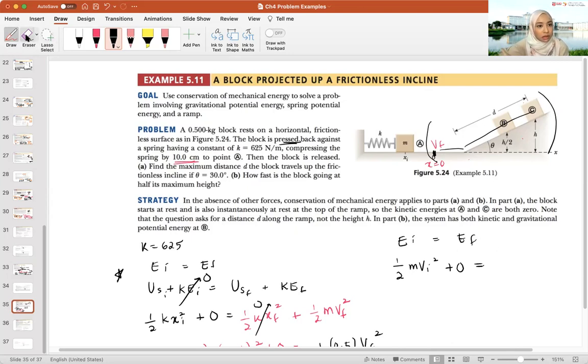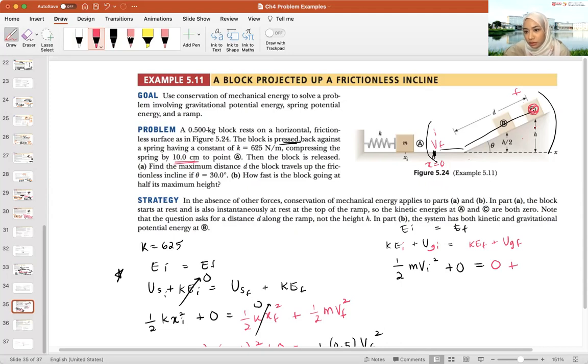Alamak, saya lupa nak tulis general equation dia. Let me rewrite that. So EI equals to, I am also just trying, saya pun tak tahu jawapan dia apa. So KE plus US equals to, sorry, this is UG. Kita dah tak ada spring tu dah. So UG initial equals KE final plus UG final. So they told us that our KE final should be 0 sebab at point C, where this is our final and this is our initial, our V is equal to 0. So we will use that.